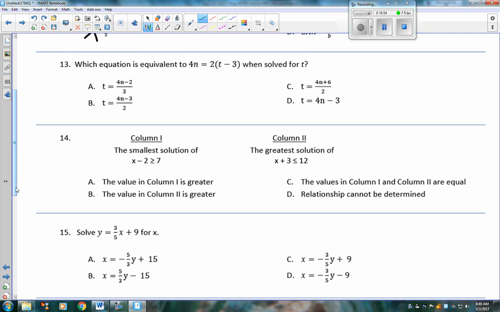13. Which equation is equivalent to 4n is equal to 2 parentheses t minus 3? So they're asking us to solve for t. First thing I'm going to do, divide both sides by 2. So I get 2n is equal to t minus 3. Add 3 to both sides. So I get t equals 2n plus 3. What's my answer?